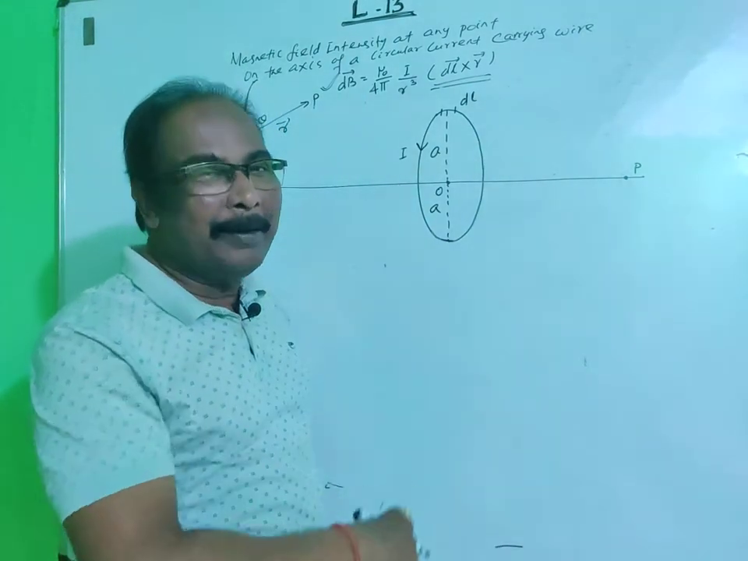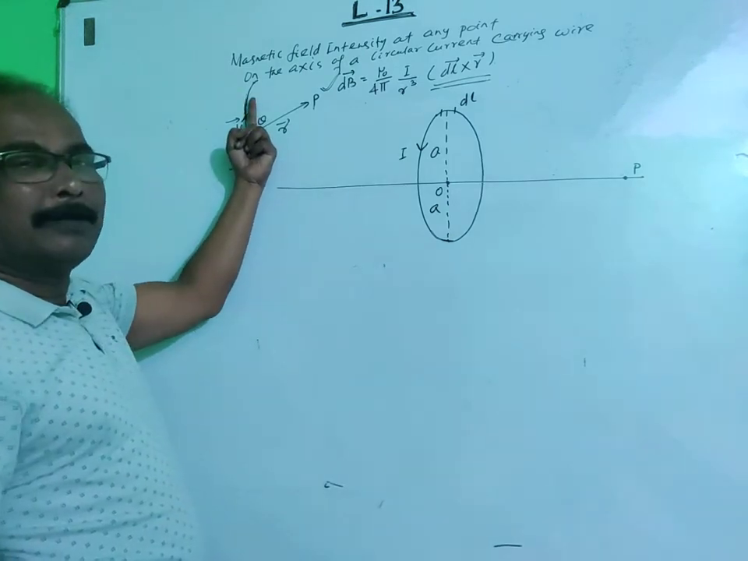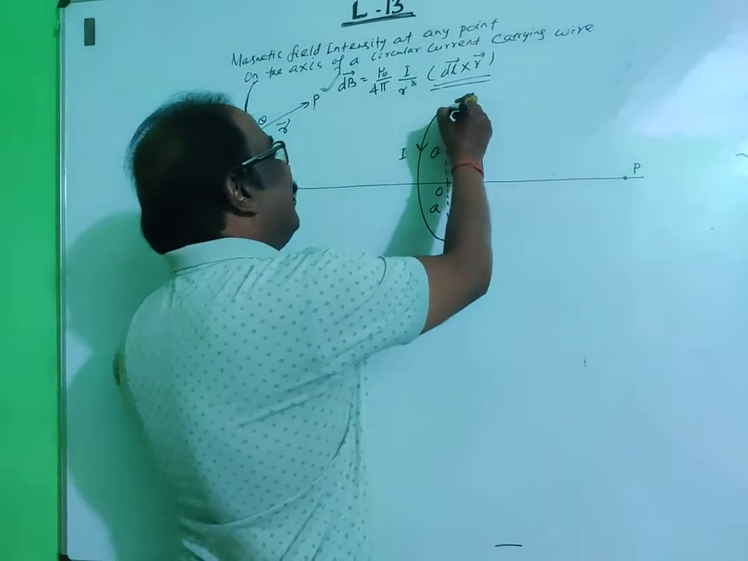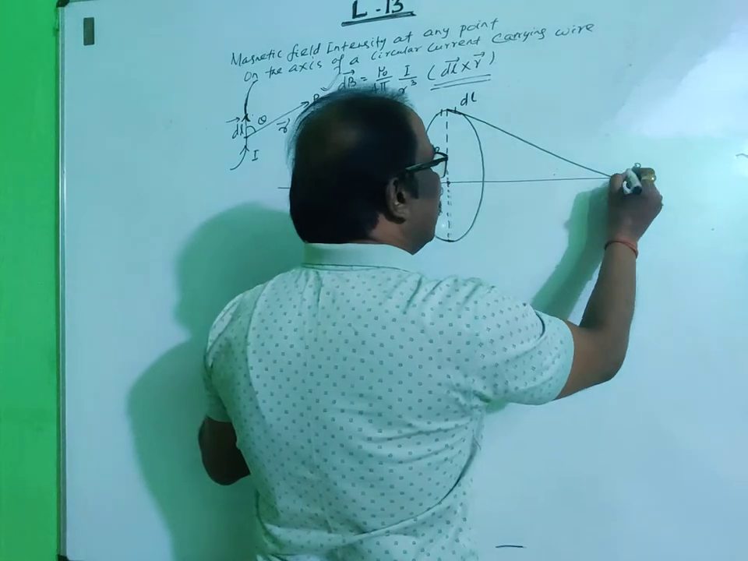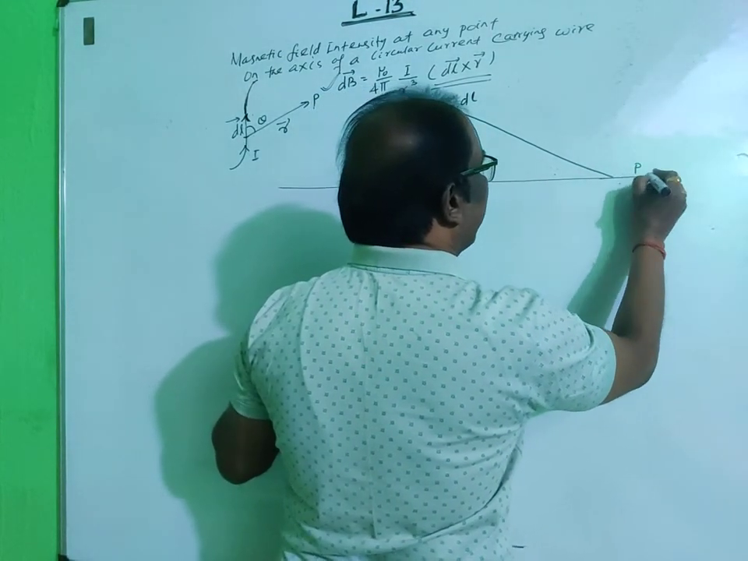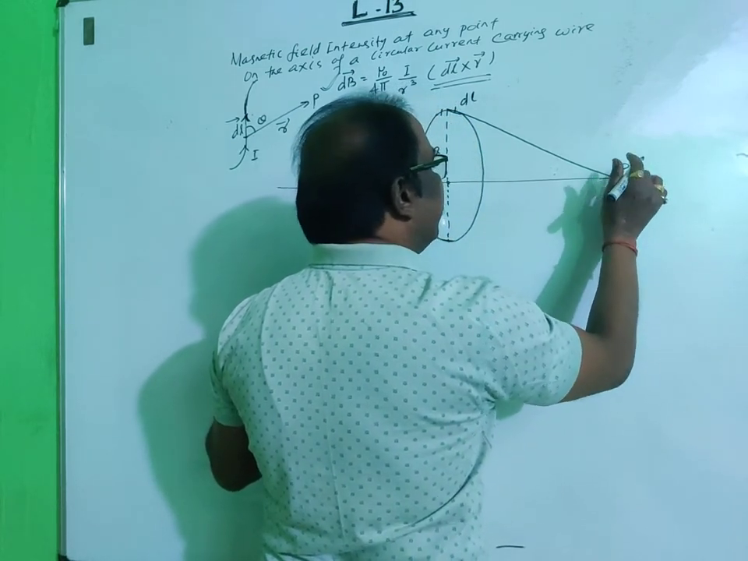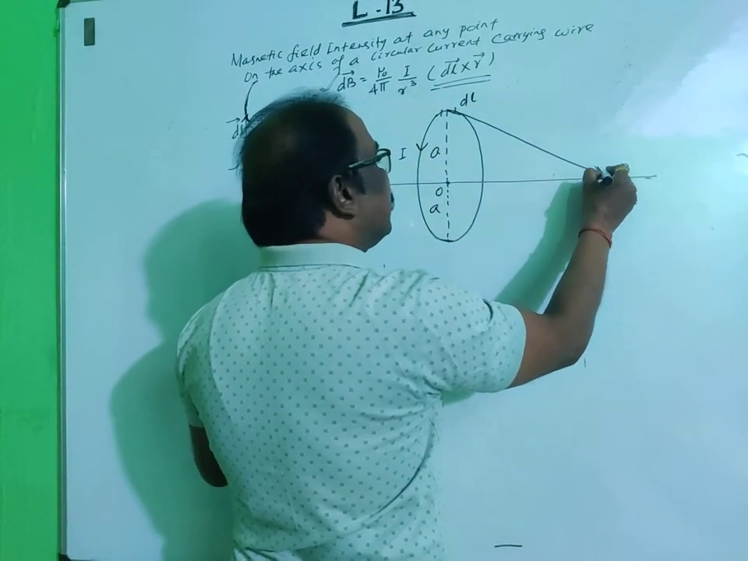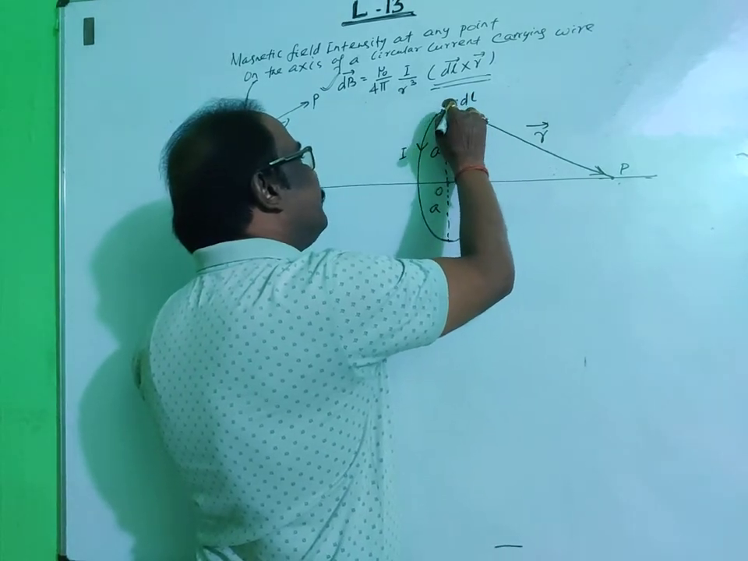Then what is the direction of dl? The direction of dl is taken along the direction of current. Here the current is flowing in anti-clockwise order. So we will take the direction of dl, but this is the position vector of point P. This is point P. The position vector of point P with respect to dl is R. This is dl, this is R.